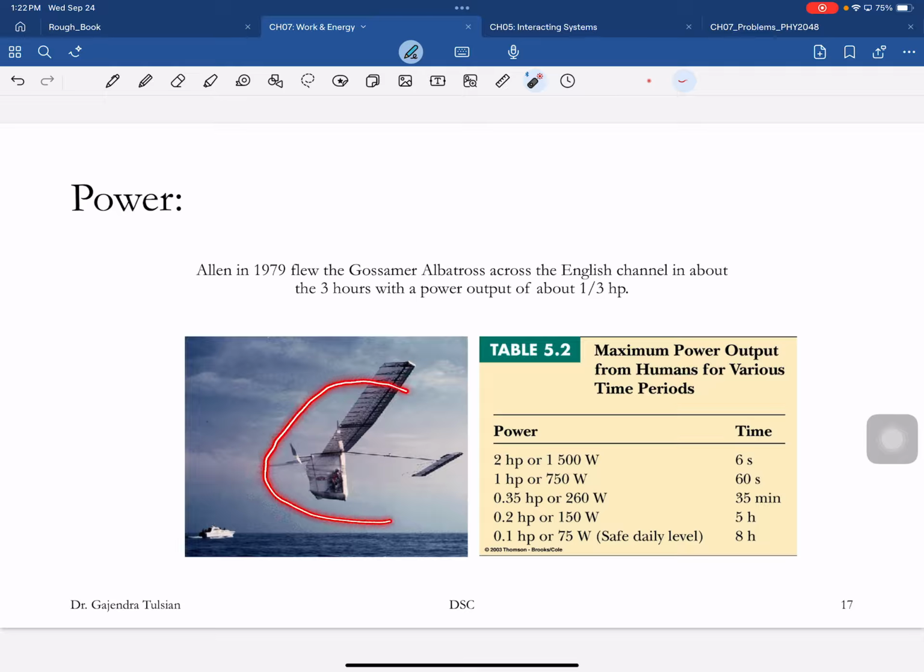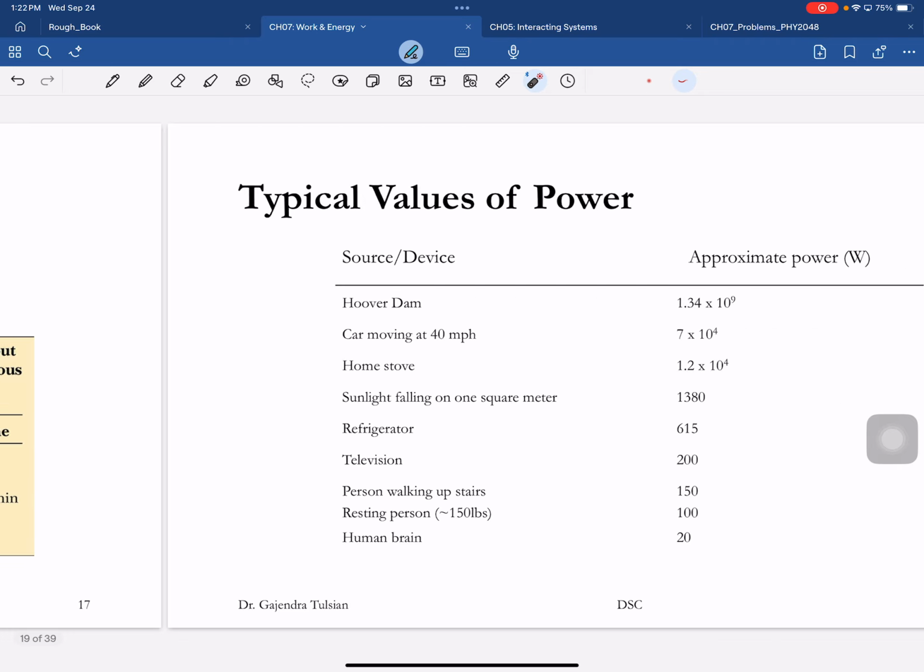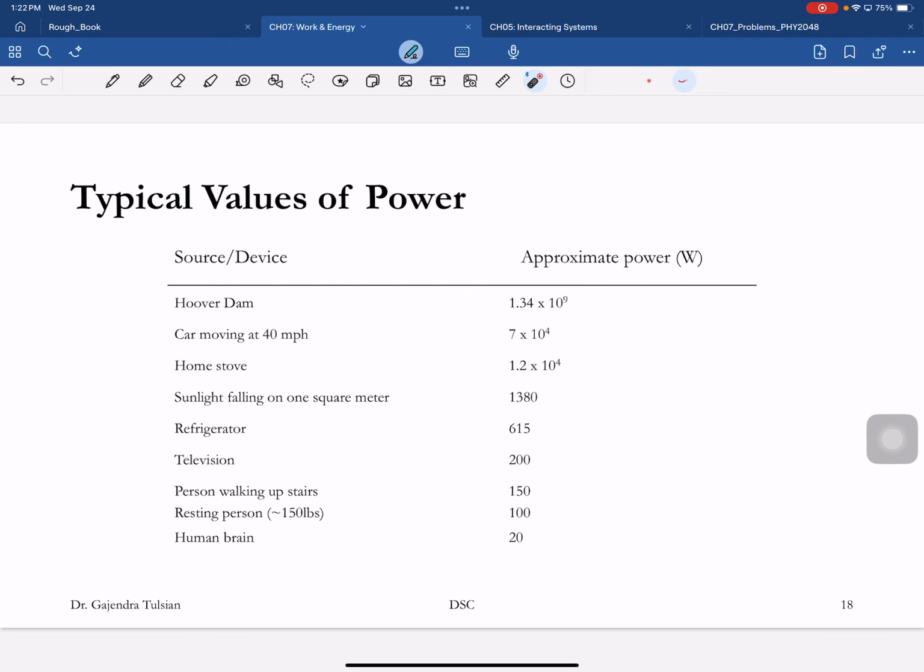Okay, here's the interesting thing about this. An average human being, if you work at the rate of 1/3 of a horse, you could last about 30 minutes. This guy rode this human-powered bicycle across the English Channel, and he was pedaling for 3 hours. Now you might say that he had the motivation because if he quit pedaling, the sharks would get him. But he was an athlete. Well, that's what elite athletes can do.